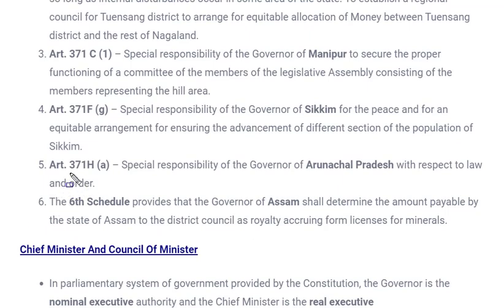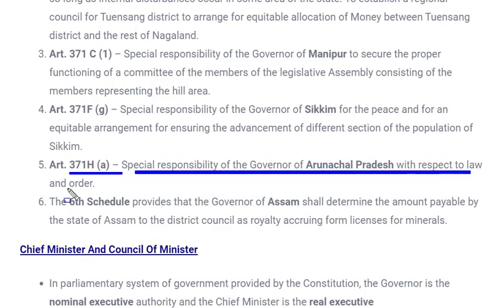Next is Article 371HA. In this, special responsibility of the governor of Arunachal Pradesh with respect to law and order. So why has this power been given to the governor? Because there might be problems of law and order in this state. That's why the governor has to maintain law and order in Arunachal Pradesh.